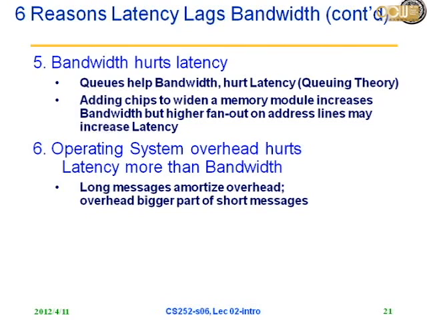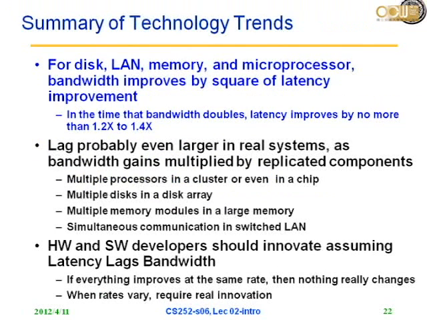Long messages amortize overhead. Share the overhead. So overhead is a bigger part of short messages. For short messages, this overhead is more obvious. This overhead means latency. So for long messages, maybe you don't see that, but for shorter messages, you can very obviously see the latency increase. Okay, let's continue.